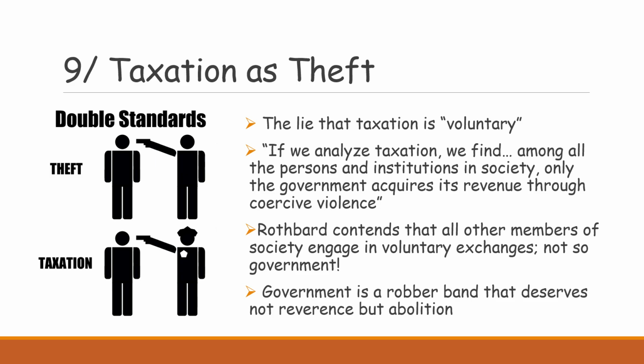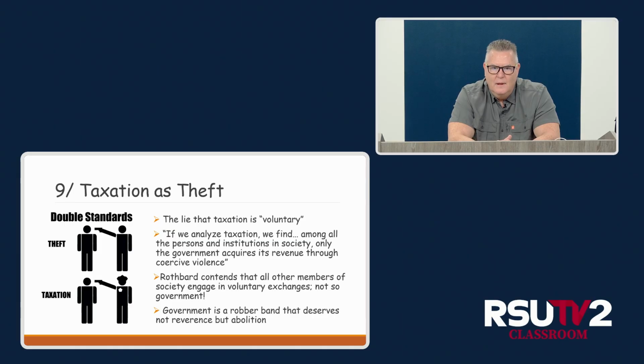"If we analyze taxation, we find among all the persons and institutions in society, only the government acquires its revenue through coercive violence." I don't think that's true, first and foremost. There's plenty of coercion in informal associations. Think about the mafia and the protection that they require restaurants and bars to pay. That's like their life's blood. Imagine that wouldn't occur in a world where only individuals have rights.